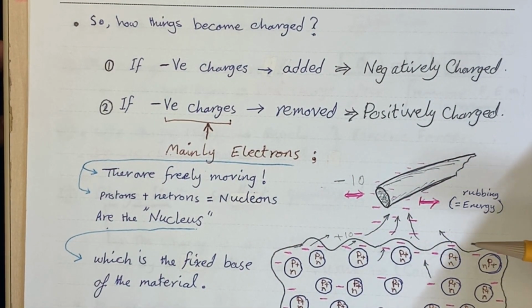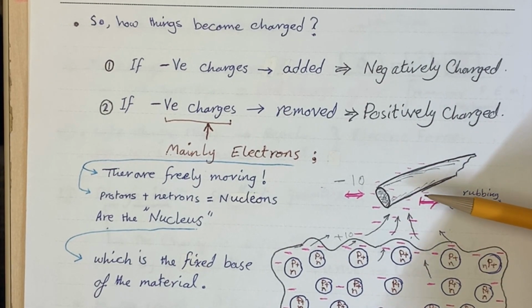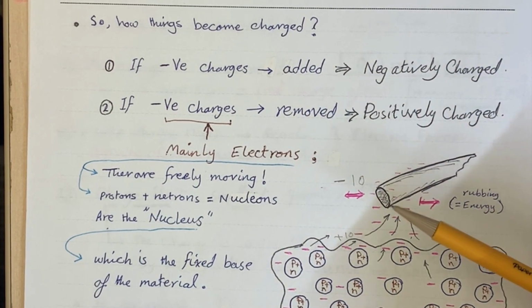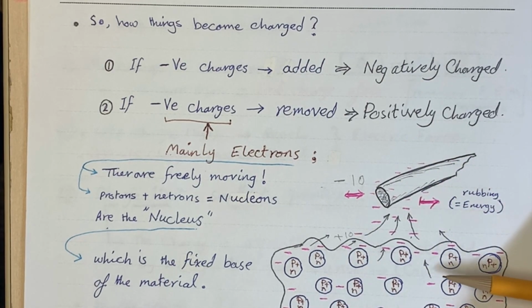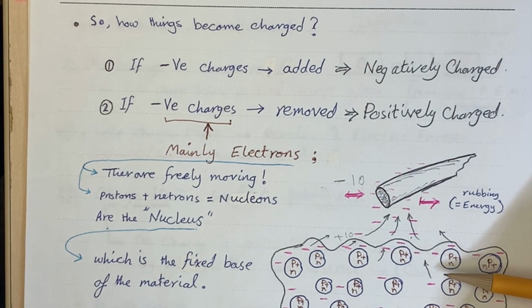Some materials tend to lose electrons according to their molecular structure. Some materials tend to gain or attract these electrons, so this material will be negatively charged, and the other materials which like to lose electrons will become positively charged.